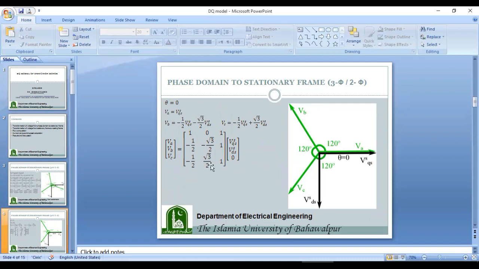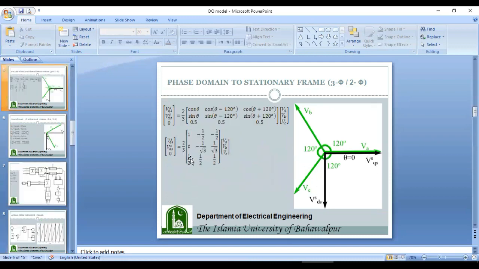And as I have told you, inverse transformation can also be done in the same way to calculate VQSS and VDSS in terms of VA, VB, and VC. And in that case, we will get such a matrix, and by assuming theta equal to 0, we will get this simpler matrix.